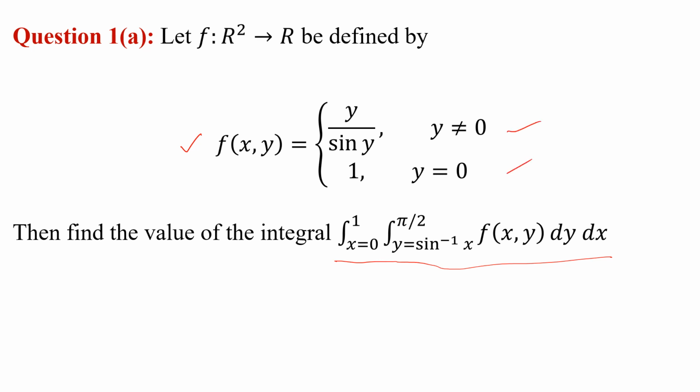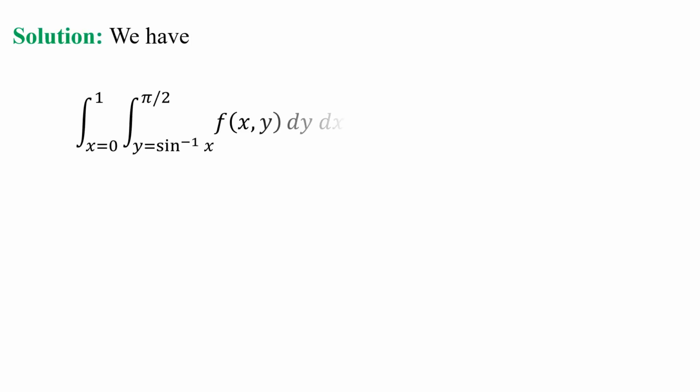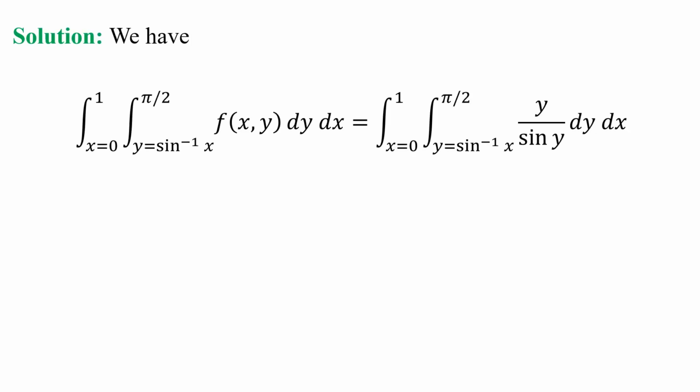Here the two partitions are given according to y. It is free from x. So let us first see the domain over which we have to evaluate this double integral. So we have this integral given, and f of x, y we have kept here as y upon sine y.